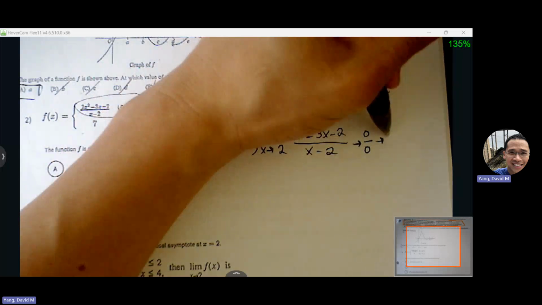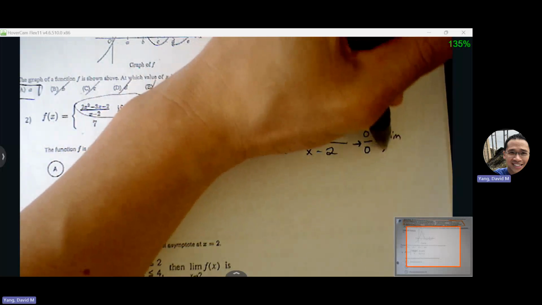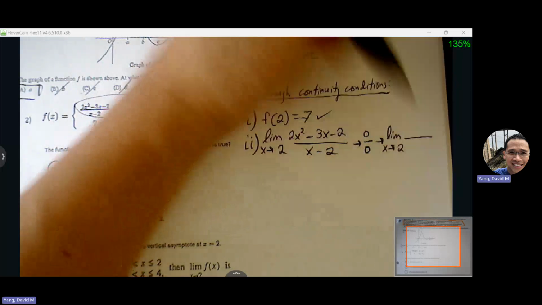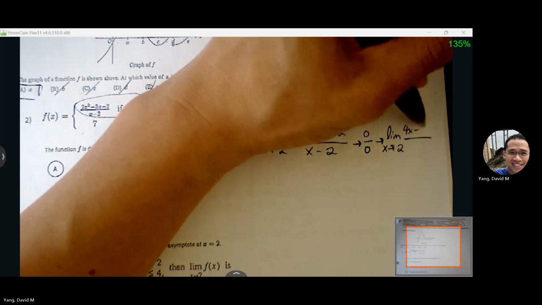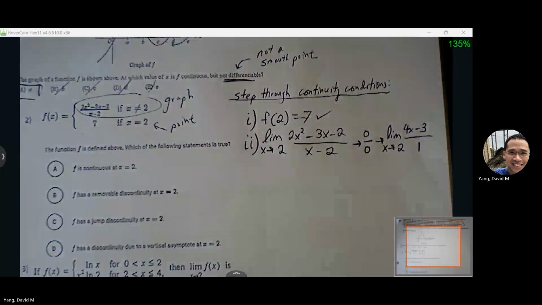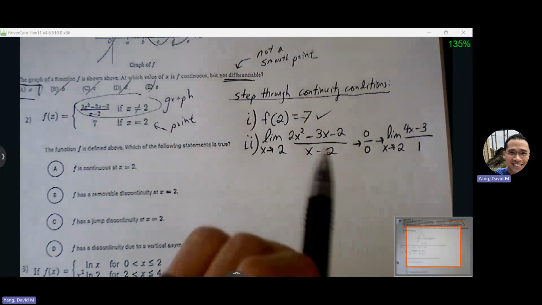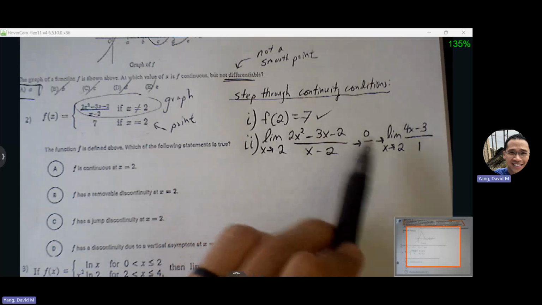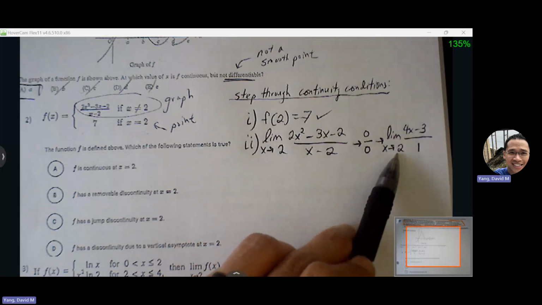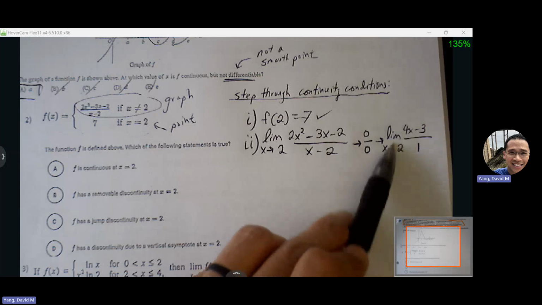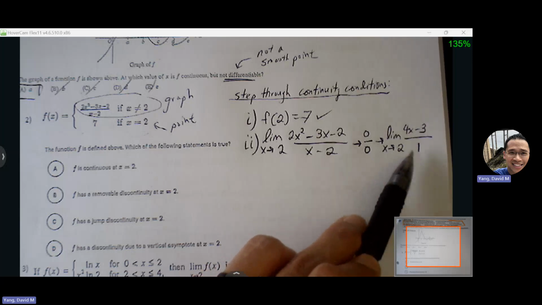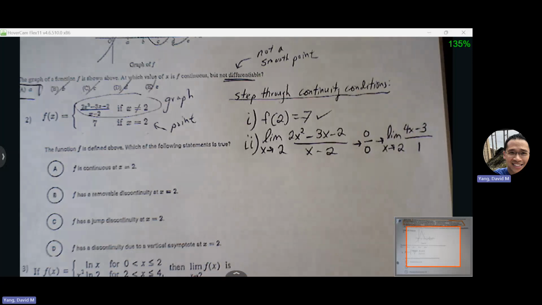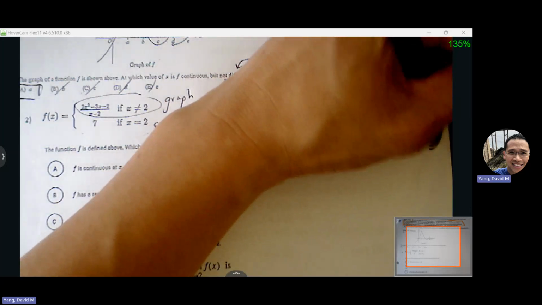So L'Hopital's rule says take the derivative of the top, the derivative of the bottom. 4x minus 3 is the derivative of each of these terms. X minus 2's derivative is 1. We reevaluate our limit. We should get something other than 0 over 0. We get 8 minus 3, which is 5. 5 over 1 is 5. So the limit exists at 5.